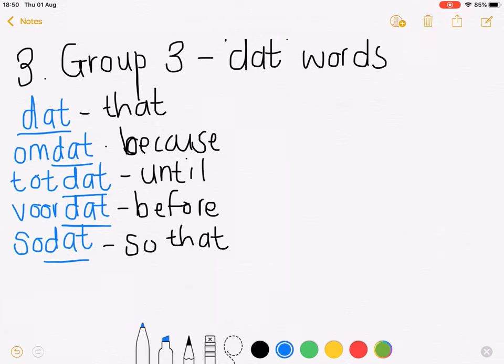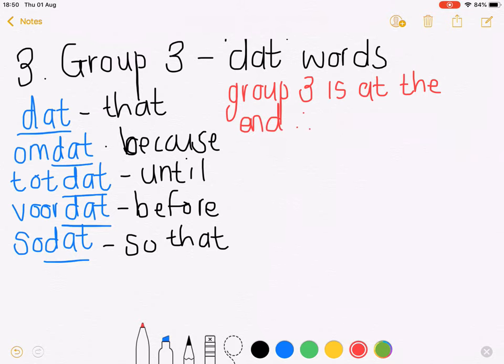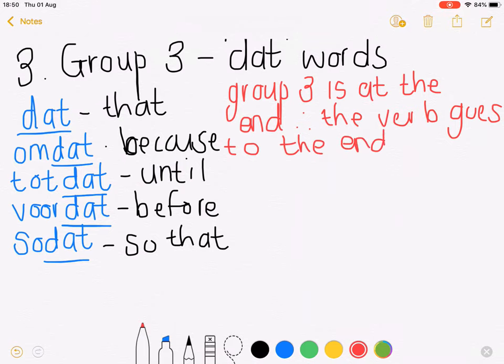Right. The little quirk to remember for this group is that group 3 is at the end. Therefore, the verb goes to the end. Right, let's have a look at our rule.